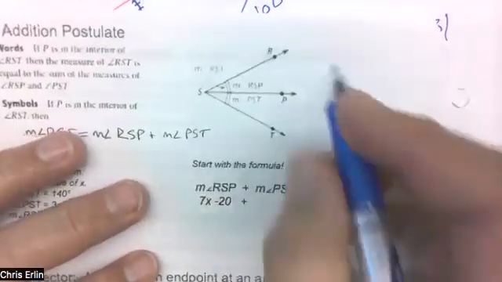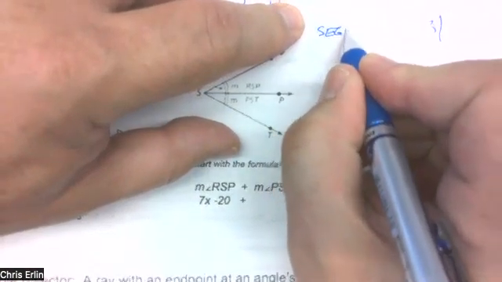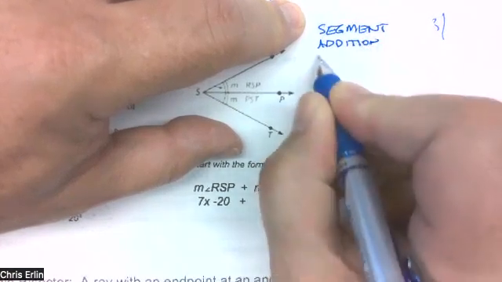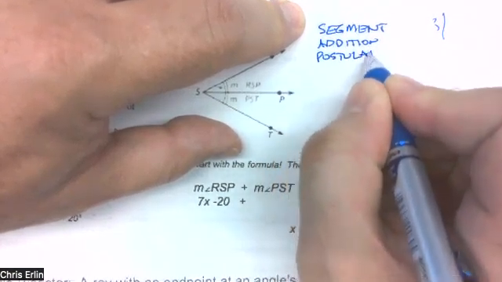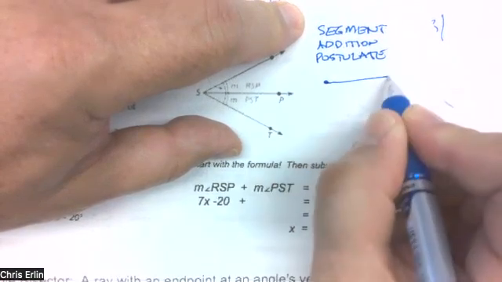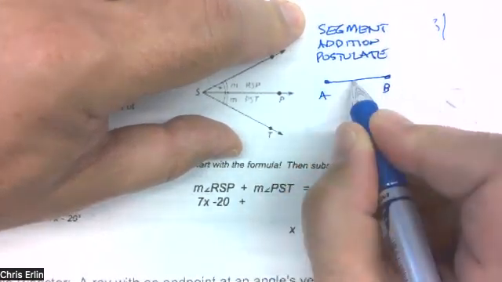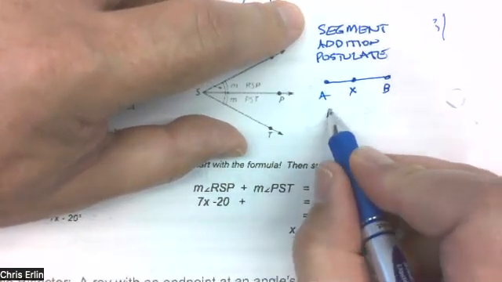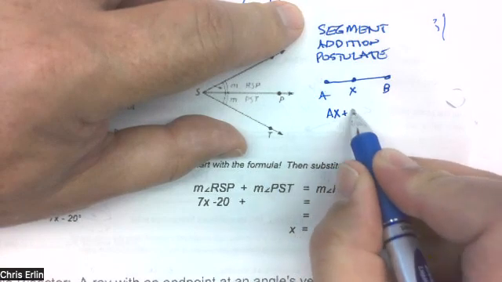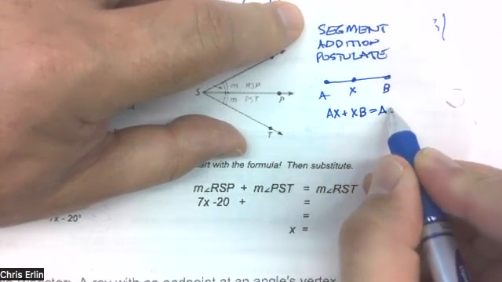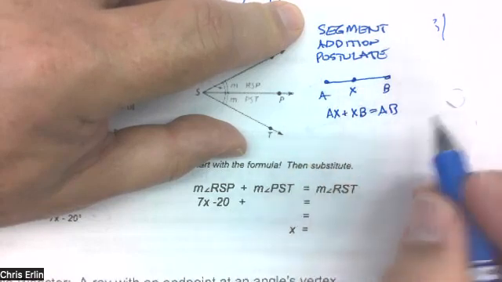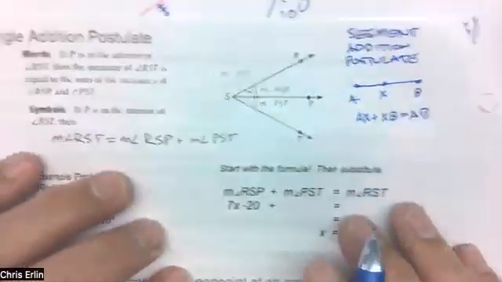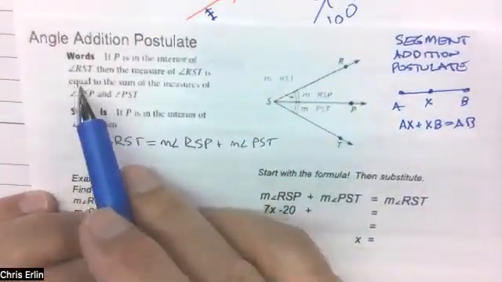Remember a couple classes ago, we worked with something called the segment addition postulate. What that said is if I've got a segment AB with something in between, like a point X, what can I say? Very good. AX plus XB equals AB. Remember that? We did some algebra problems with that. We found some values. We're going to extrapolate that exact same idea to angles.